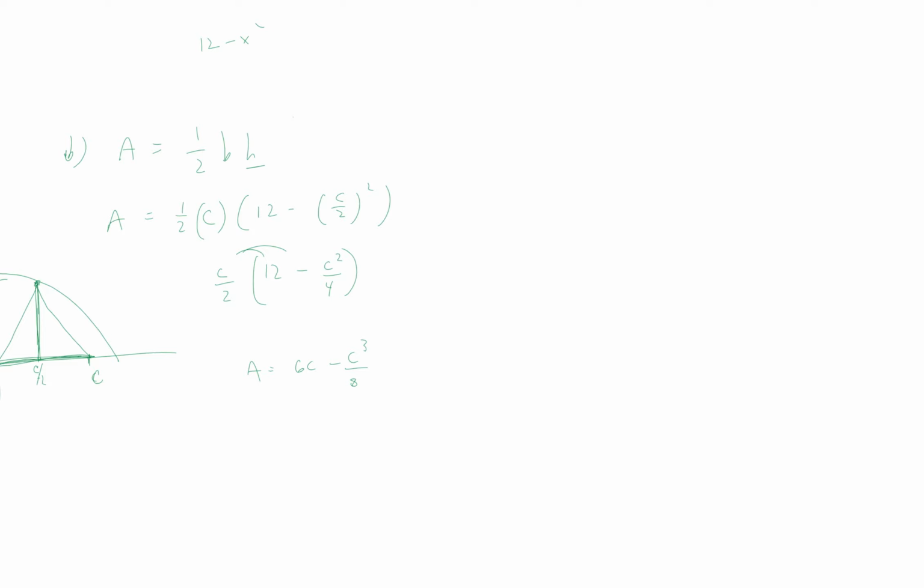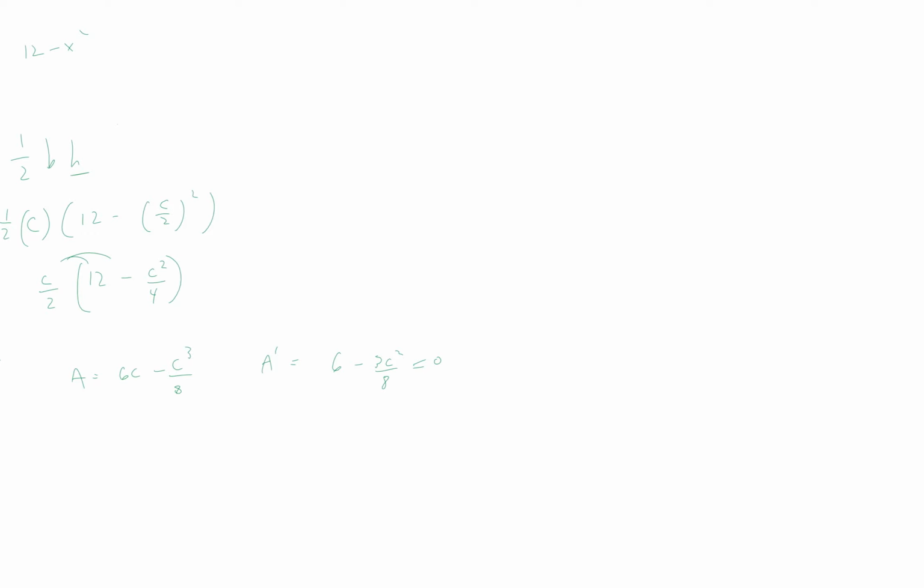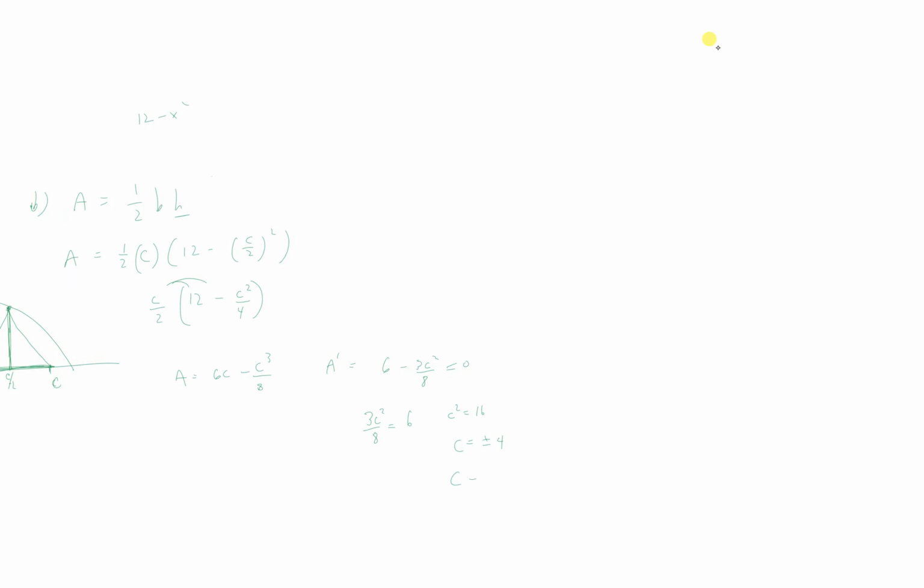Now we're going to get the derivative. A prime equals 6 minus 3c squared over 8. Make it equal to 0. So this is 3c squared over 8 equals 6. That gives 48, then divide by 3, so it's 16, and c equals plus or minus 4, which obviously should only be 4. Okay, finally.